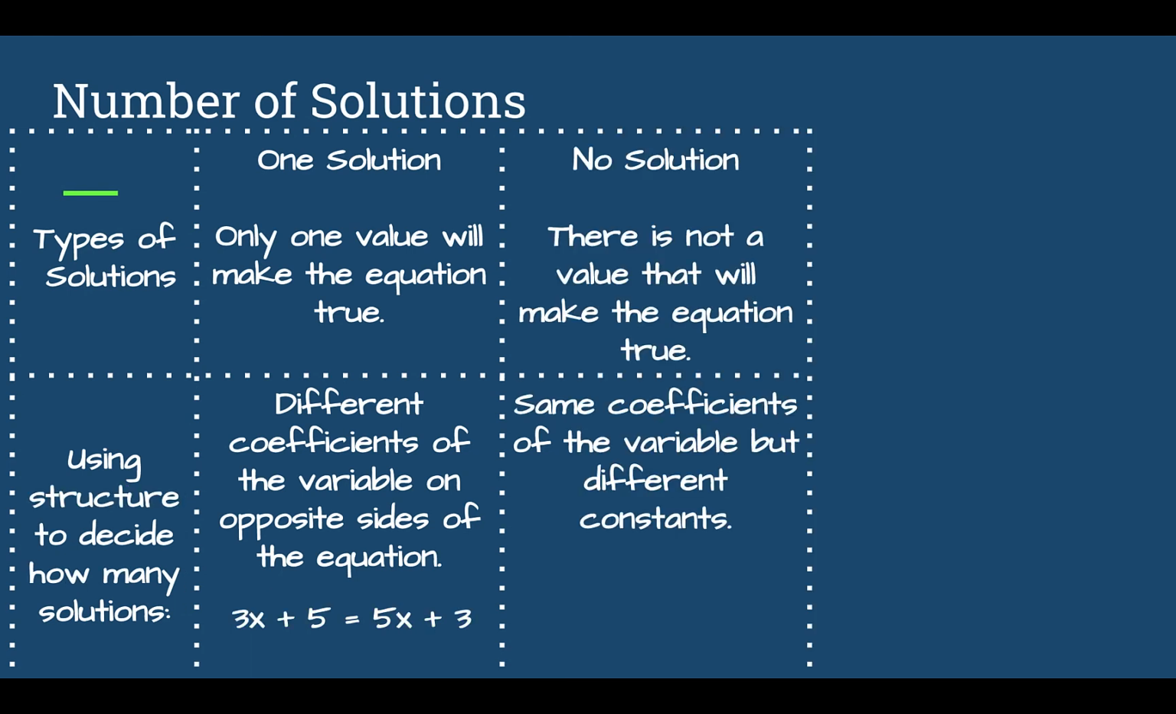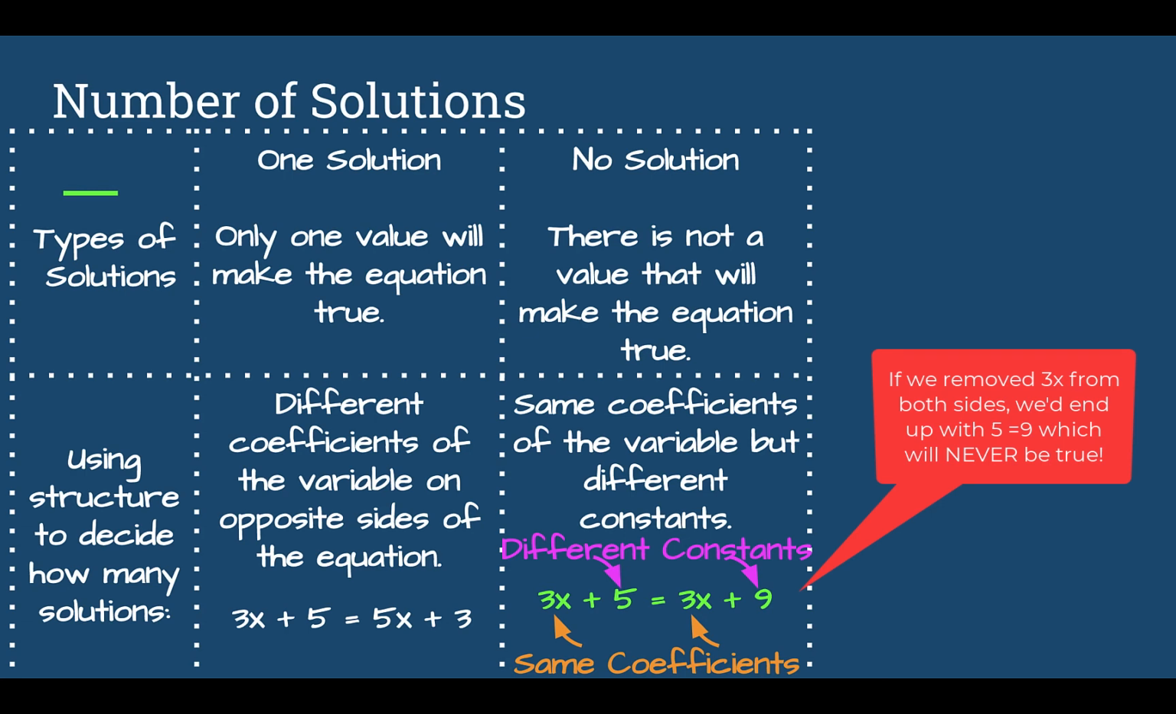The next type of solution is no solution. This means there is not any value that we can find that makes the equation true. So what does this look like? It has the same coefficients of the variable, but different constants. So if we use the same type of format, 3x plus 5 equals 3x plus 9, it had the same coefficients of 3 on both sides, but the constants are different. So plus 5 and plus 9.